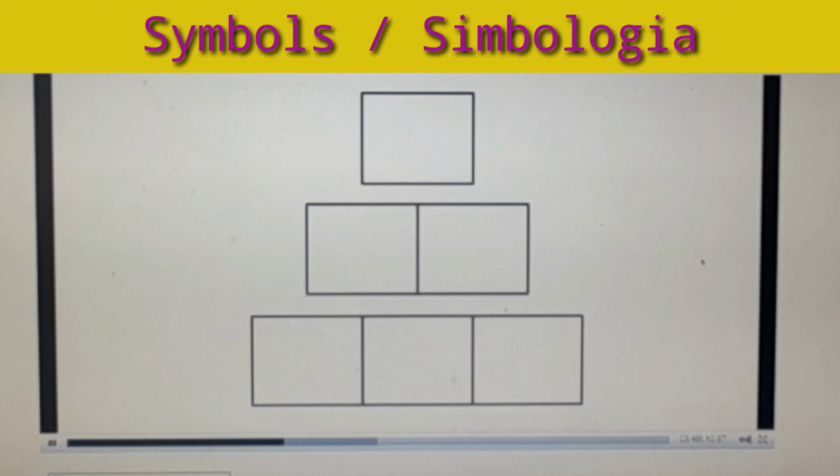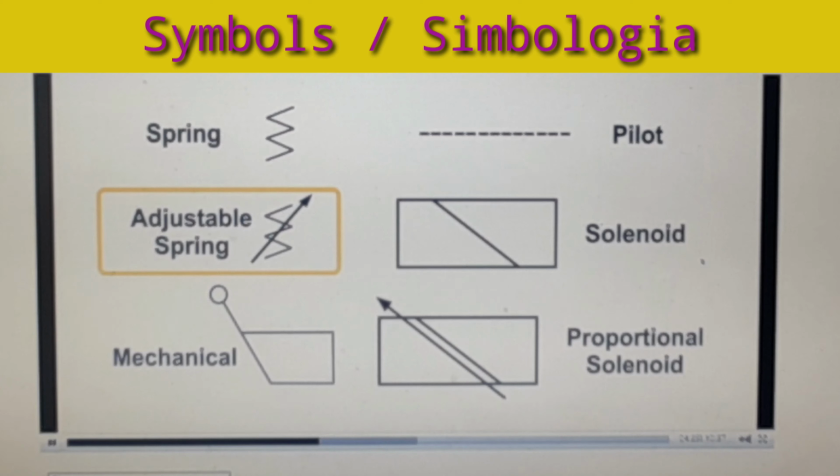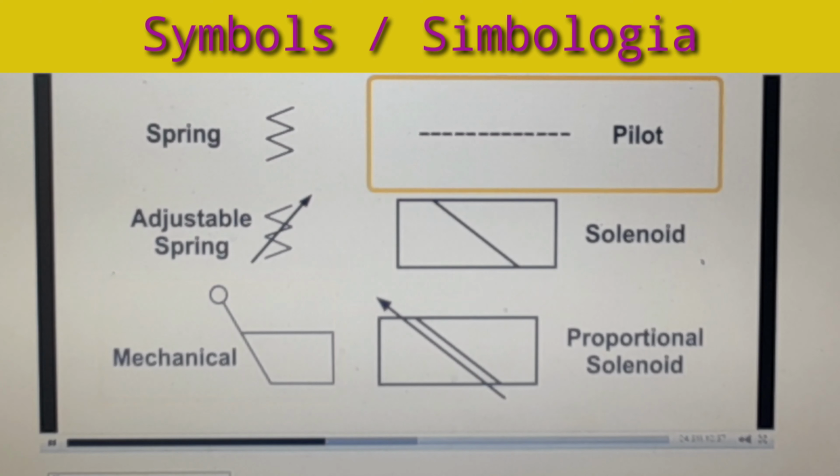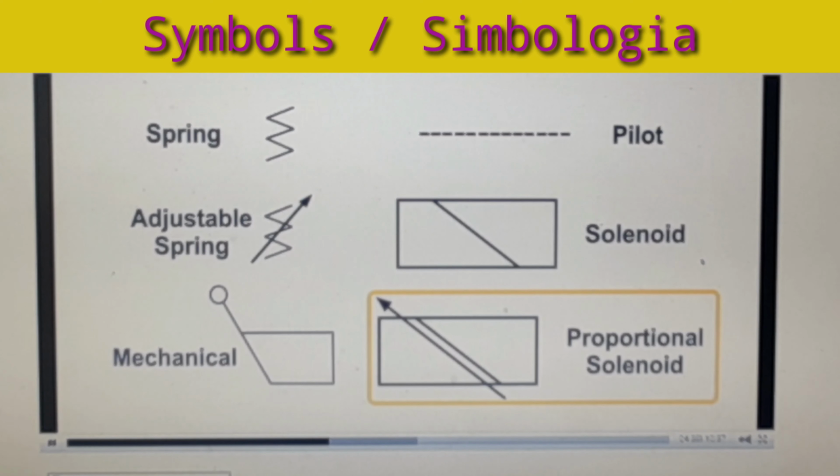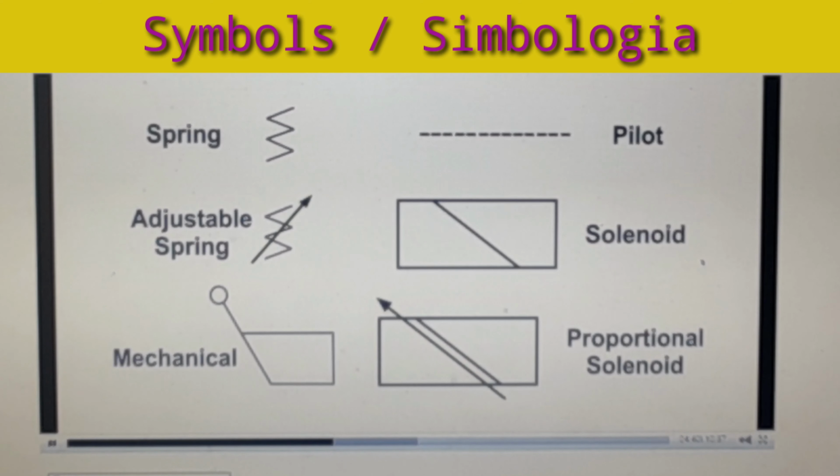Methods of valve operation: spring held. An adjustable spring has an arrow running diagonally through the spring symbol. Mechanical, or manually actuated. Pilot operated. Solenoid operated. A solenoid operated, proportional valve has an arrow running diagonally through the solenoid symbol. An arrow running diagonally through any symbol indicates it is variable, or adjustable.